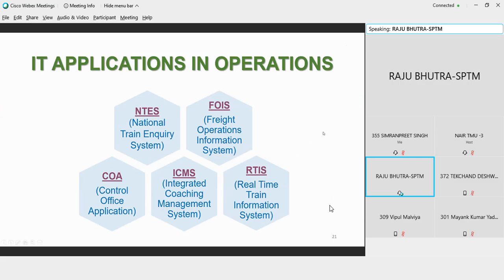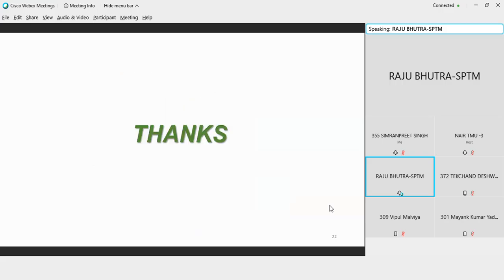So this is about the IT applications, some of the main IT applications which are used in operations. This is all from my side. There are some questions in the chat box. I'll take them.